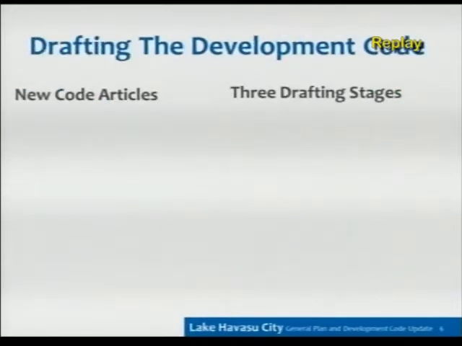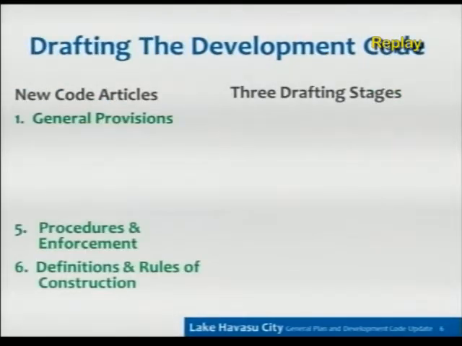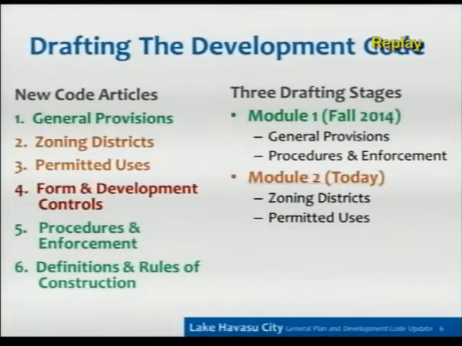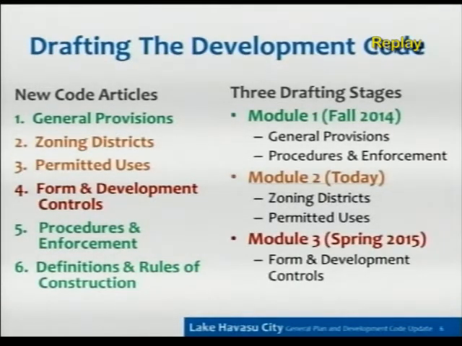Kristen, let's go to the next slide after this. Let's just go through this. Just so you can see, the green are administrative. If you look at the left-hand column, there are 6 chapters in the revised development code. Green are the chapters dealing with administration, general legal boilerplate, procedures and enforcement, and then definitions and rules of what different words mean. That's been delivered. The orange is today, permitted uses and zone districts. They're the 2 heart of the development code. And then finally, in a couple of months, form and development control. So that's visually how this is coming in and where the second module fits into the whole piece.